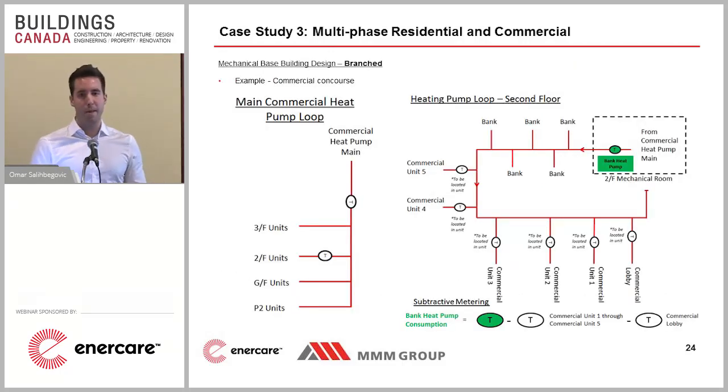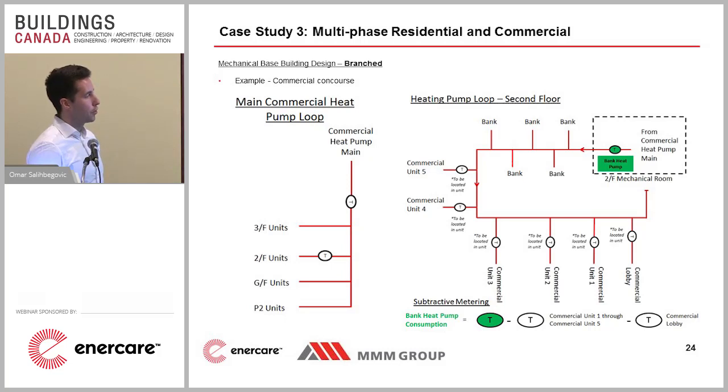Let me show you an example of what I mean by branched base building design. This is a heating loop for the commercial portion of the building, so put aside the residential. Right here on the left-hand side, you'll see the main commercial heat pump loop. This up here is coming from our central plant. We have one main thermal meter that we've installed on the output of the central plant. And then here the heating loop is distributed to the commercial spaces. The commercial spaces span from the P2 level all the way up to the 3rd floor.